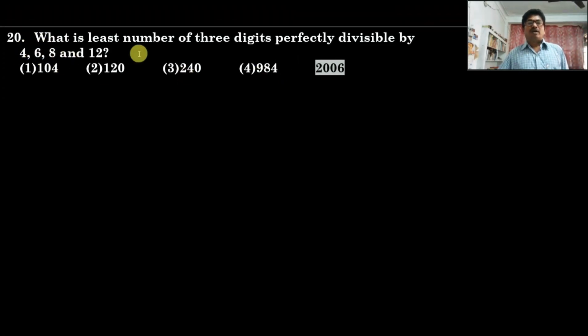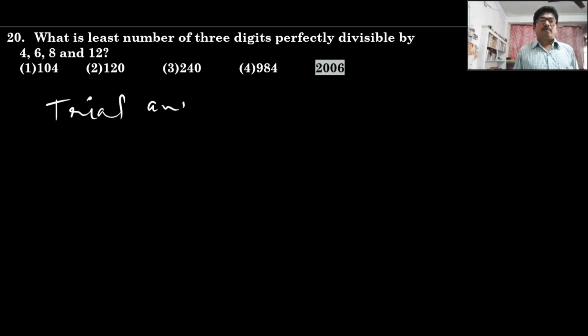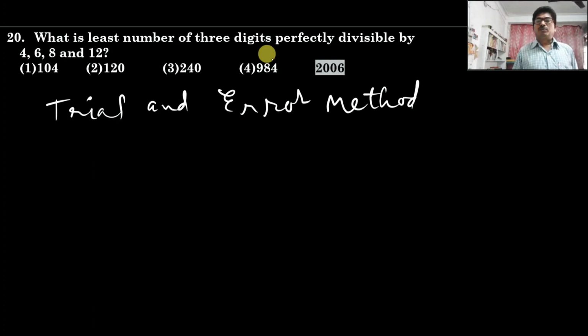Question number 20. What is the least number of 3 digits perfectly divisible by 4, 6, 8 and 12? Least number. In this we have to take the least number. We can use the trial and error method, children. Trial and error method is the best. So in this, what is the smallest? 104 is smallest.